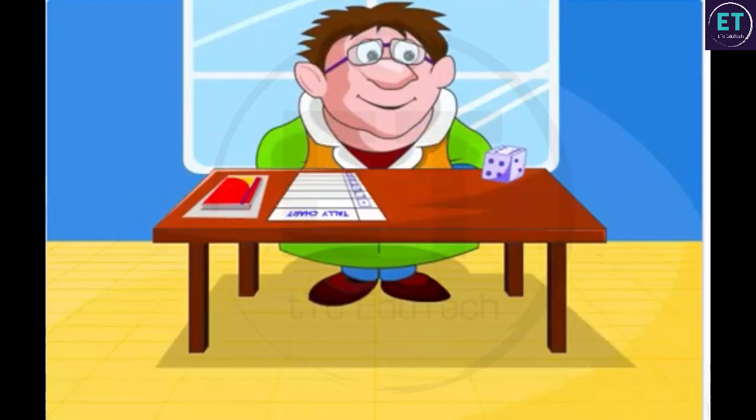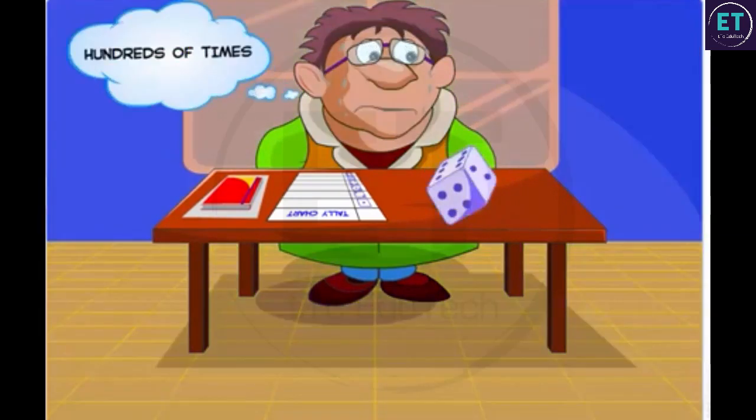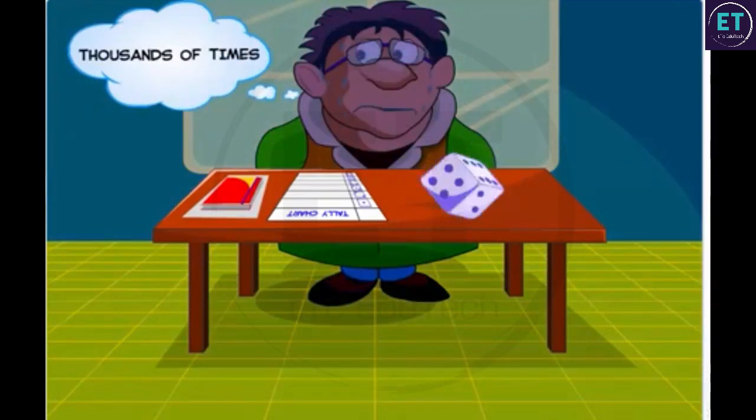Mr. Gamerman is determined to find the answer. He performs an experiment in which he rolls the die and records the number he gets each time. To get reliable results from his experiment, Mr. Gamerman rolls the die dozens of times. No, make that hundreds of times. Actually, make that a few thousand times.